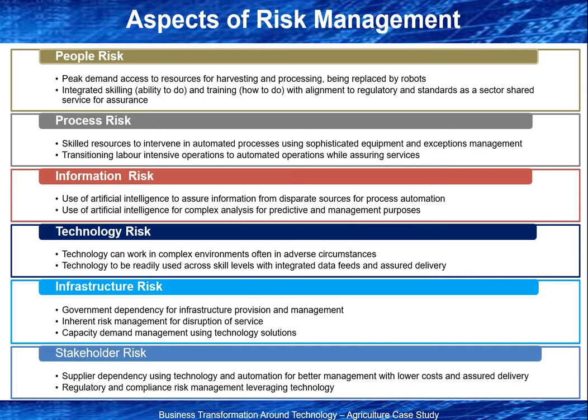Infrastructure risk. Many industries have infrastructure dependencies, with agriculture having government dependency for infrastructure provision and management, to accept the inherent risk for disruption to service from the infrastructure, capacity demand issues like seasonal products for concurrent market access. Technology can be used to help with logistics and supply management and optimization. Stakeholder risk, from regulatory standards to managing suppliers in peak demands.